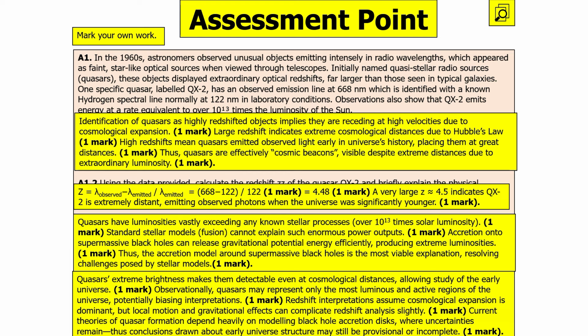Redshift interpretations assume cosmological expansion is dominant, but local motion and gravitational effects could also complicate redshift analysis. Current theories of quasar formation depend heavily on modelling black hole accretion disks, where uncertainties still remain, so the conclusions drawn about our early universe may still be incomplete.